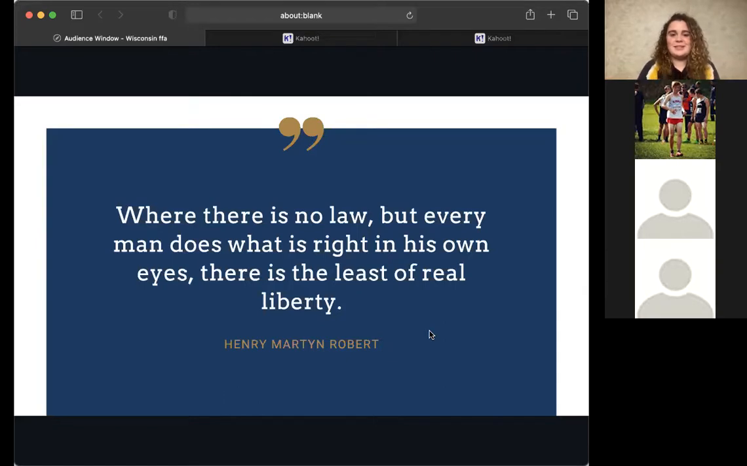So basically, this is Robert, the guy that wrote Robert's Rules of Order, saying that when there is no law or parliamentary procedure, no rules for a meeting, and every man does what is right in his own eyes, there is the least of liberty, because what everybody is doing that they think is right is not the same as the next person. So if you're trying to convince people what is right, and for some reason you have more of a voice than somebody else and they follow you, that doesn't necessarily mean that it's right or what everybody wants to do.